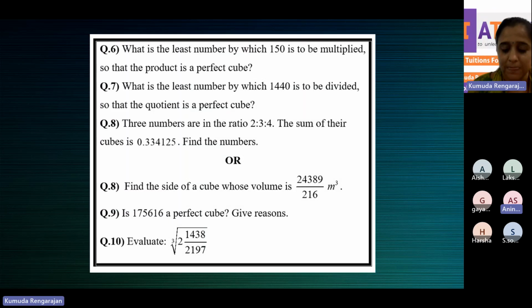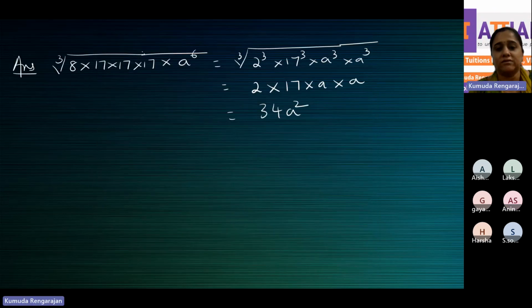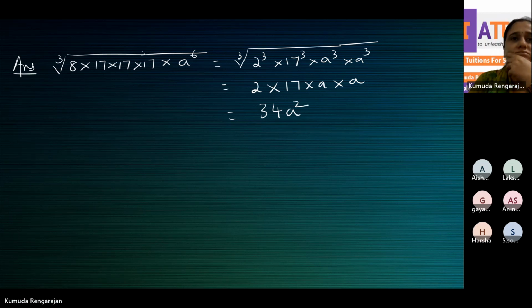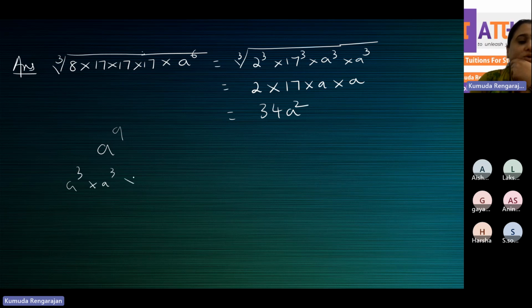Ma'am, it's a square, right? A squared. Yeah. A into a squared. If you have a to the power 9, you must write it as a cubed into a cubed into a cubed. So from 3 a's, 1 a out, 1 a out, 1 a out. So then it will be a cubed.